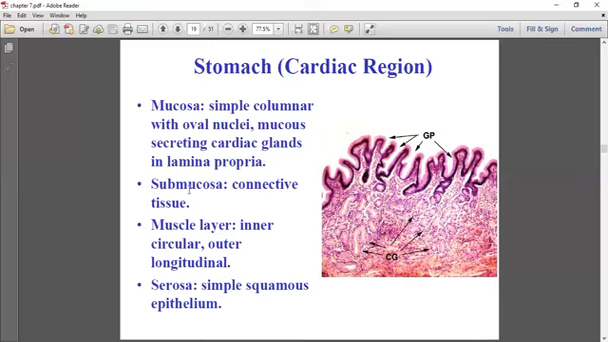The submucosa, normal connective tissue, loose connective tissue. Muscularis, inner circular and outer longitudinal. The cardia, since it is the initial part directly located beneath the junction, still is composed of two layers. The outermost layer, serosa, simple squamous epithelium covering the connective tissue.